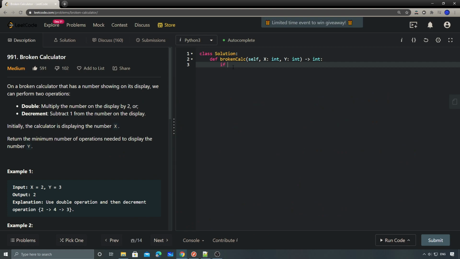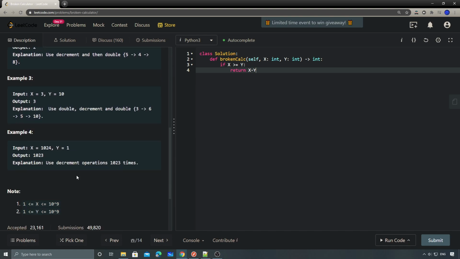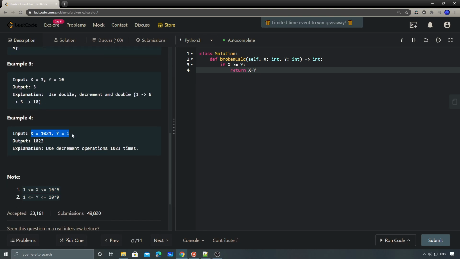So first is the exit point. If x is greater than y, we simply return x minus y. Which means that if x is greater than y in this case, we basically have to always decrease x until it equals y. There's no way we can double x anymore. So that's why we just simply return x minus y.